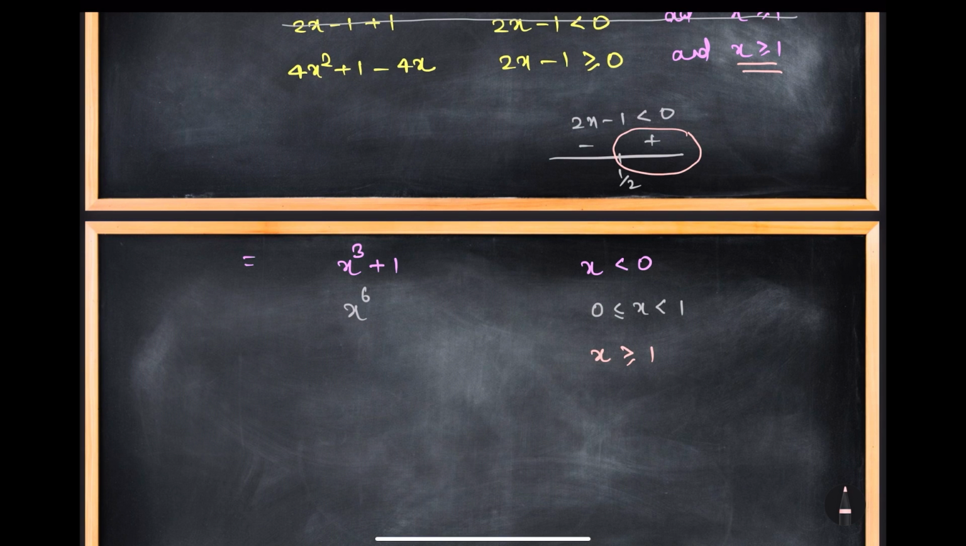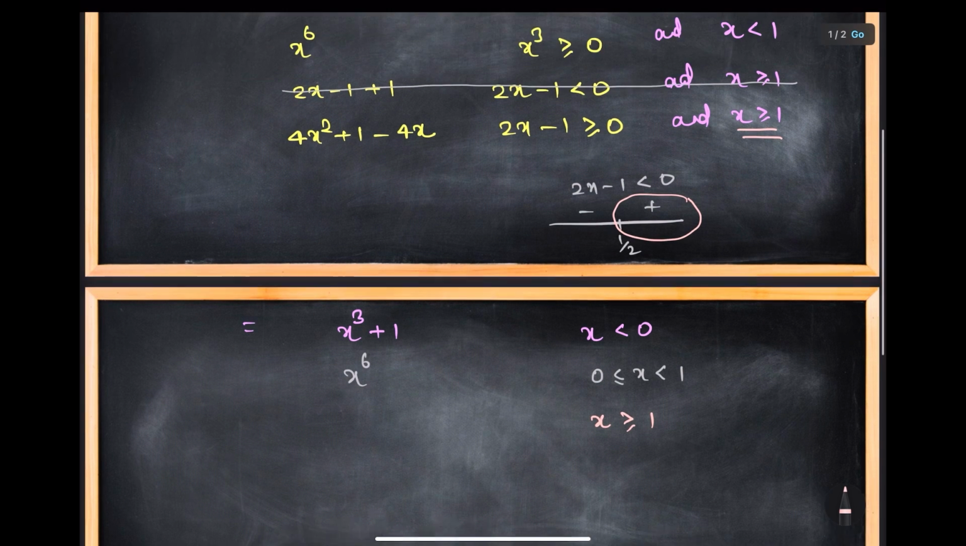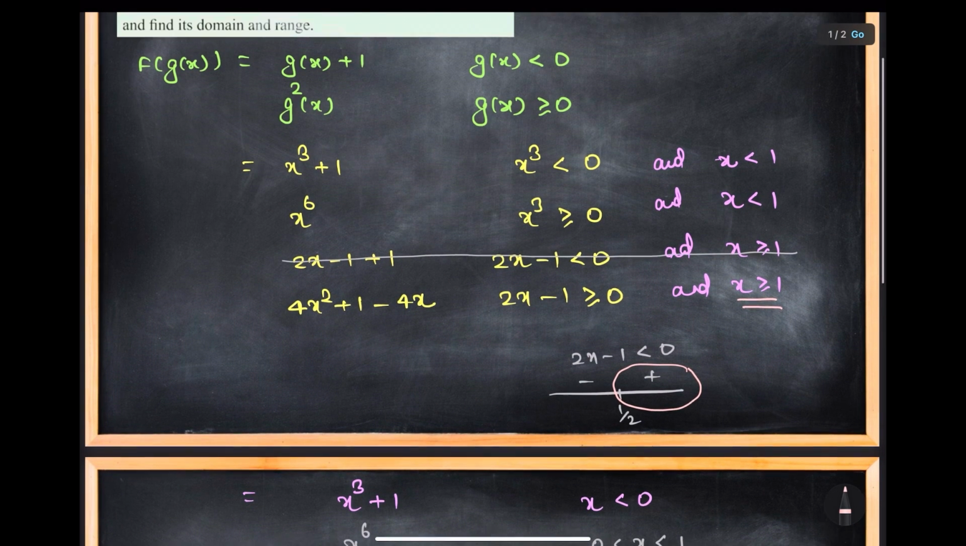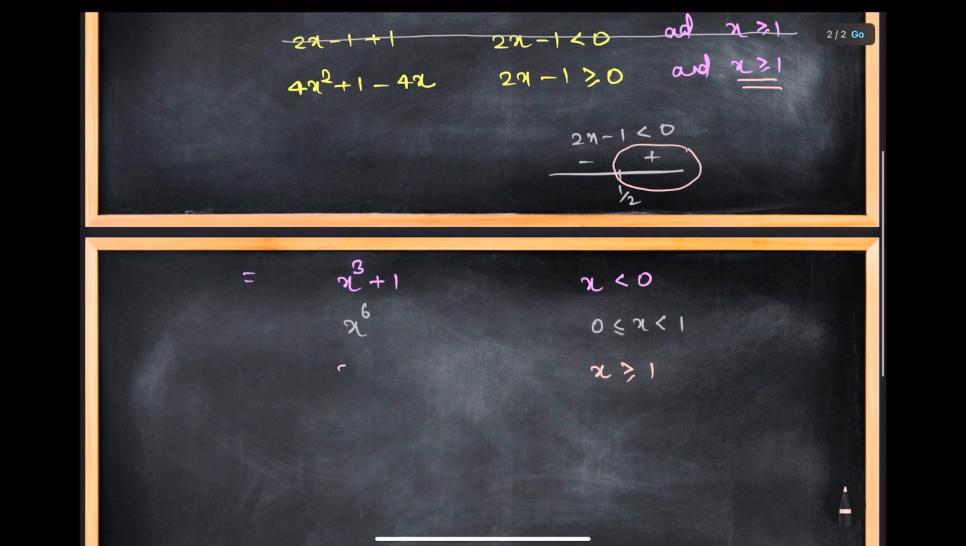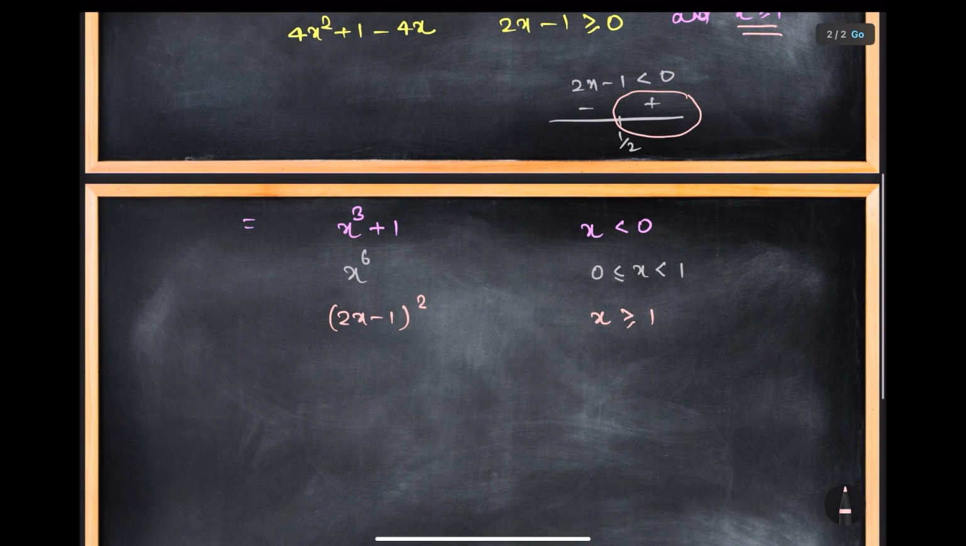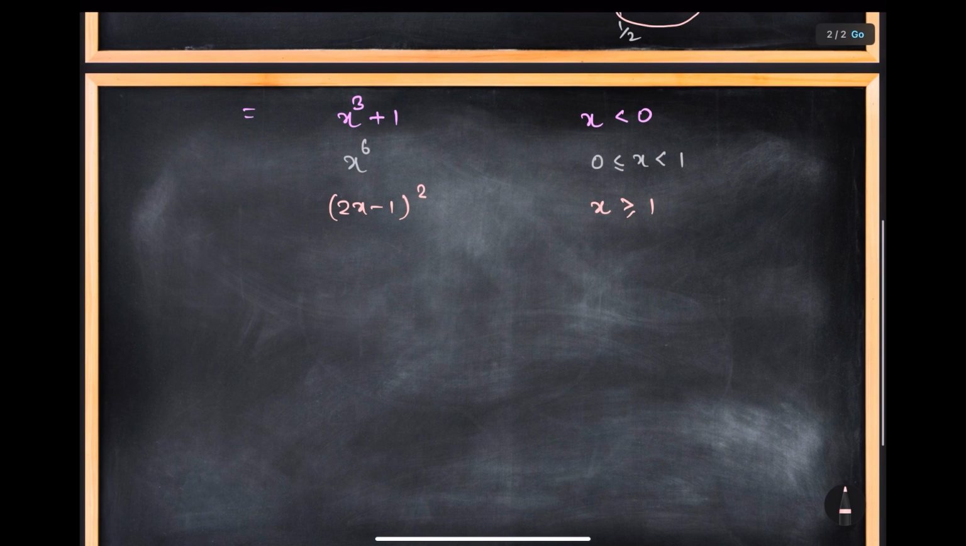So can we write, I will be writing this in the form where we wrote 2x minus 1 whole square. Okay, so 2x minus 1 whole square. Comfortable? Now, this is your f of g of x. Yes, this is time consuming, but it is worth it. Okay, these kinds of questions are okay.